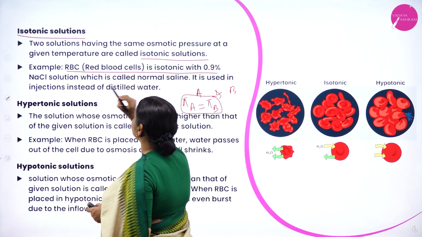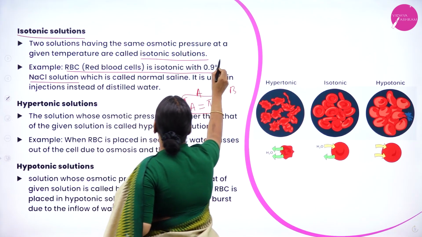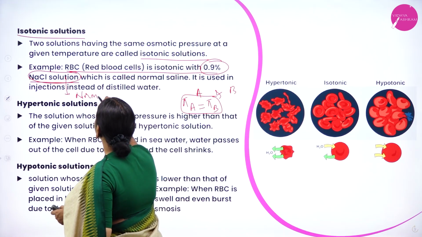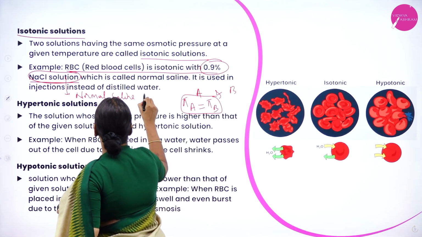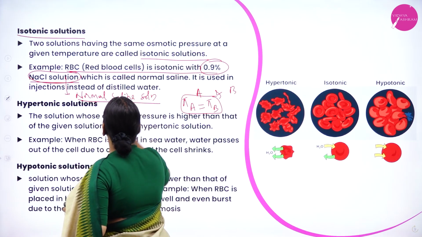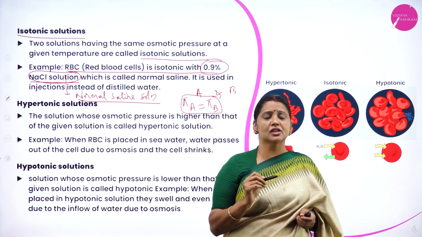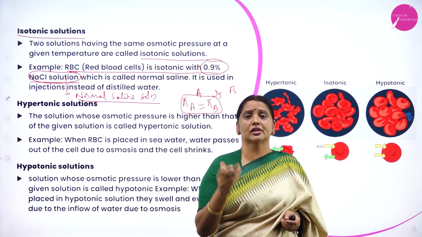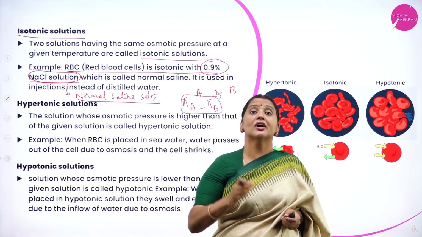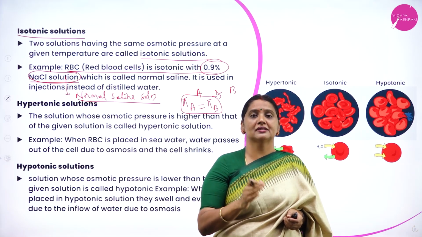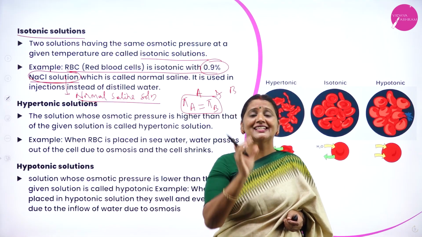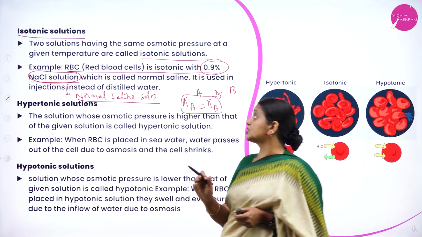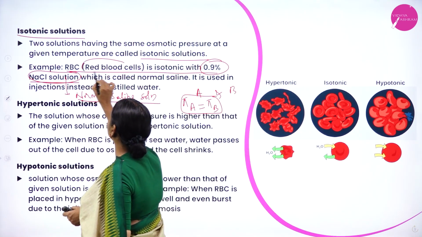Example, RBC is isotonic with 0.9% NaCl solution. This 0.9% NaCl solution is also called normal saline solution. What is normal saline solution? If the sodium chloride concentration is 0.9%, mass by volume percentage, such a solution is called normal saline solution. This normal saline solution is isotonic with red blood cells, RBC.